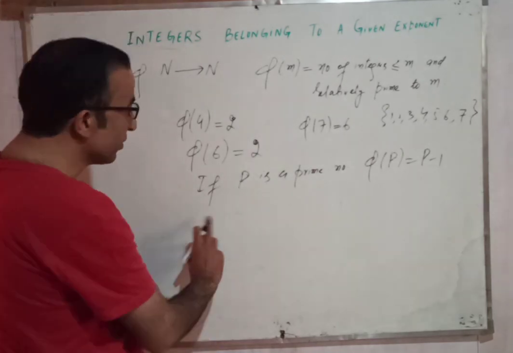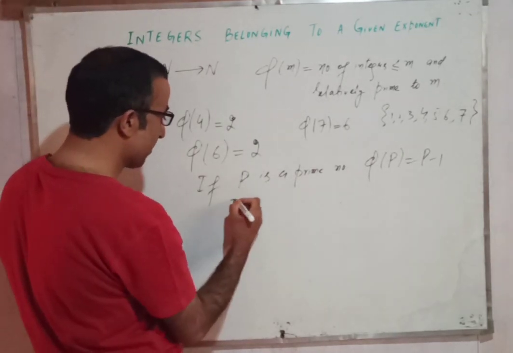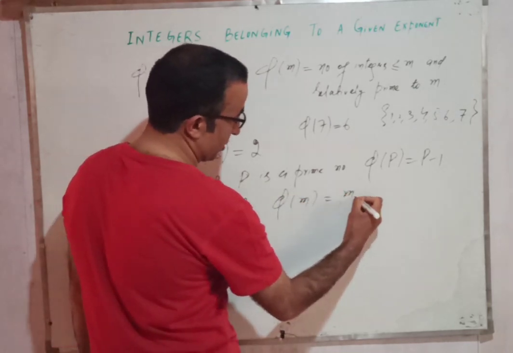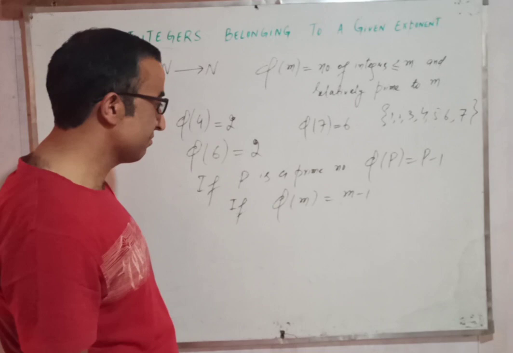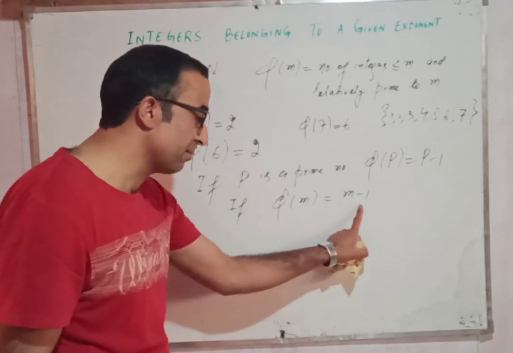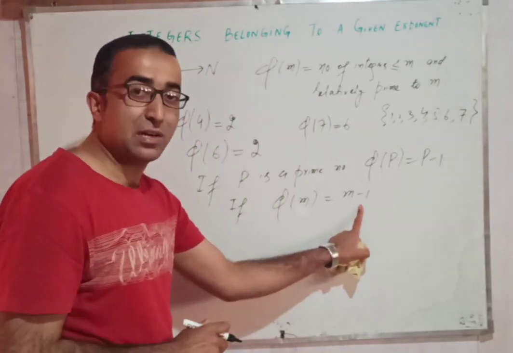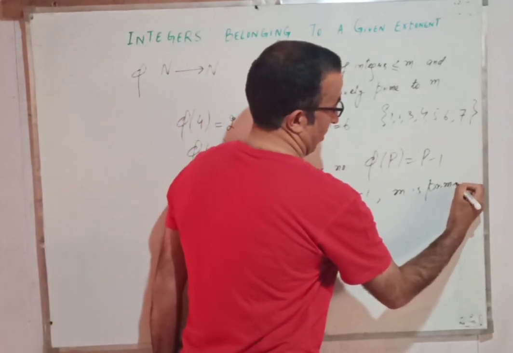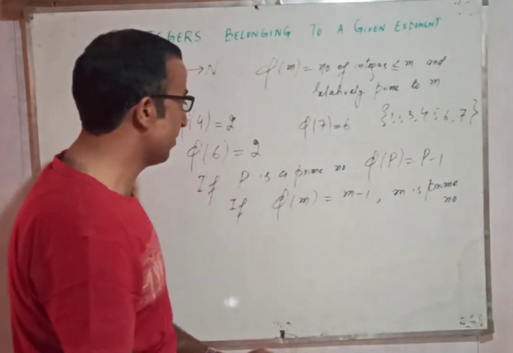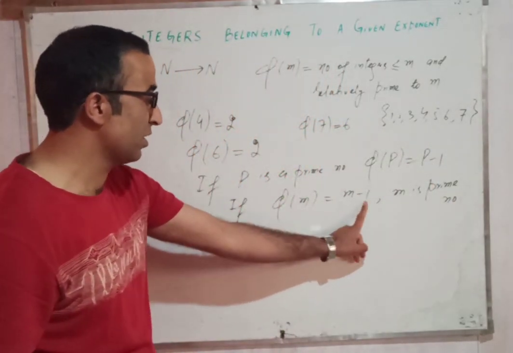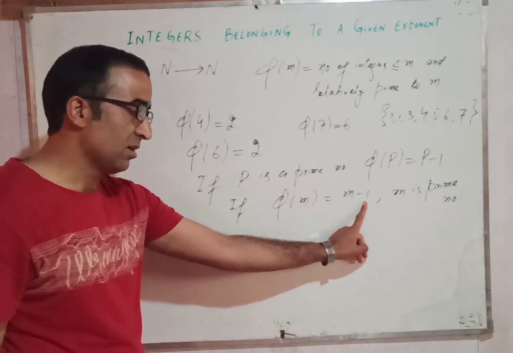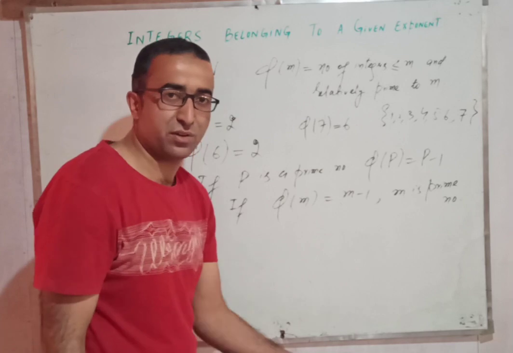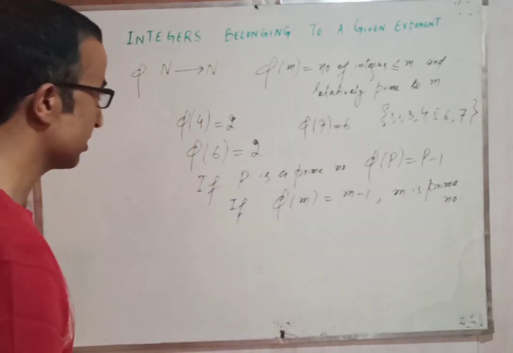Now, we also have the converse of this. If for some integer m you calculate phi of m and it turns out to be m minus 1, then m is definitely a prime number. So this result is an if and only if: phi of m is m minus 1 if and only if m is a prime. You can see the proof of this. I think it's very simple, not too difficult. I don't want to discuss its proof here.